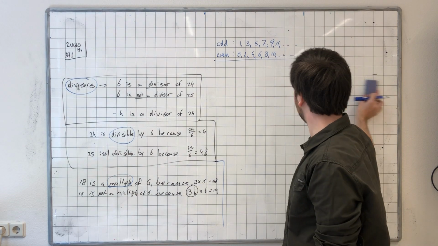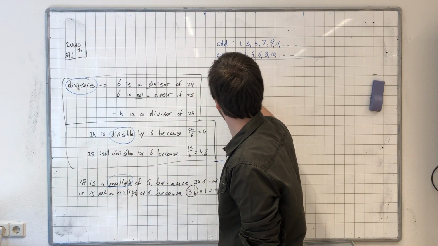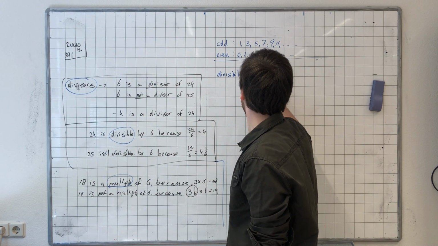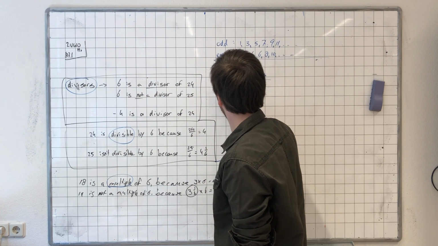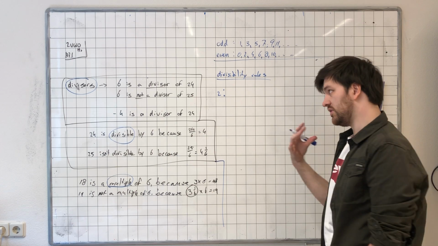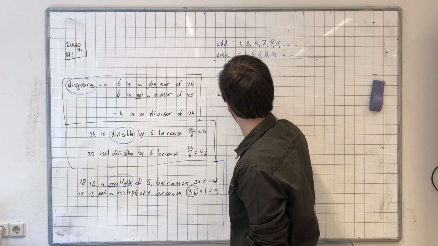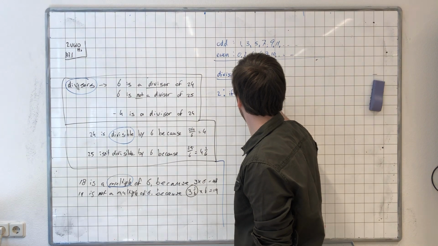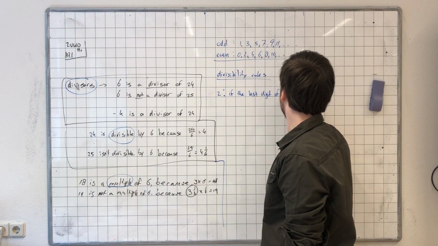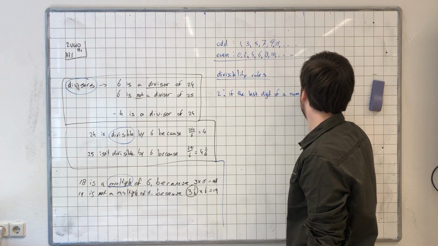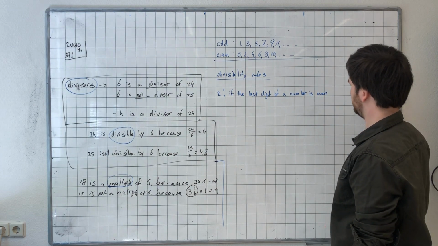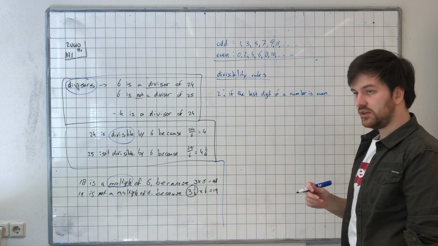So we're going to write down a few rules for divisibility. So the rules. For the number 2, it basically says that if the last digit of a number is even, then you can divide it by 2.